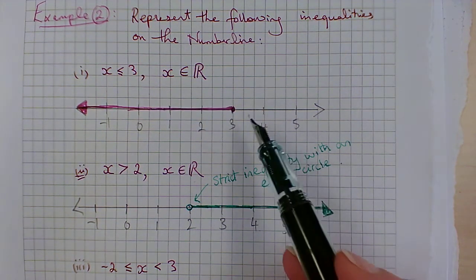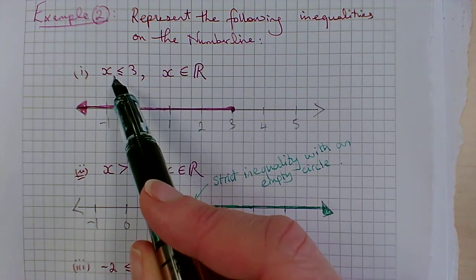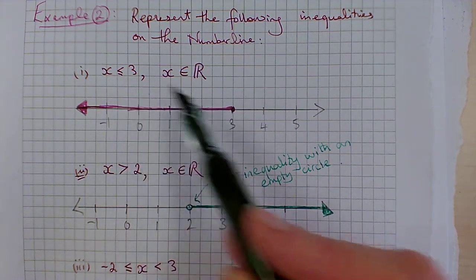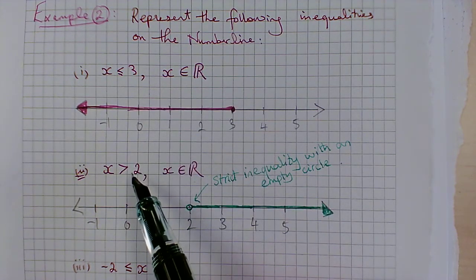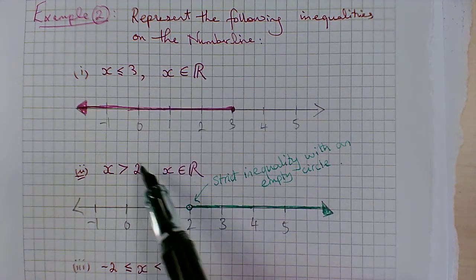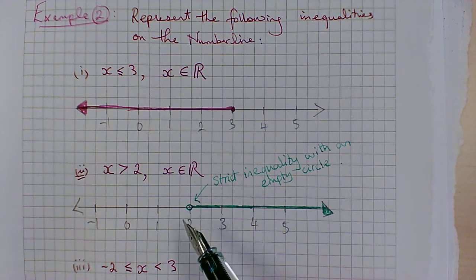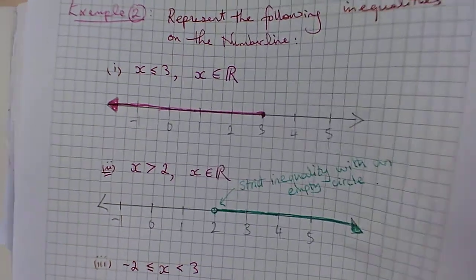Okay, so in this case, I didn't have a strict inequality. It could be equal to 3, so I colour in the dot. This one, I do have a strict inequality. It can't ever be equal to 2, so I put an empty circle on that number, but I colour in the line in between all the same.